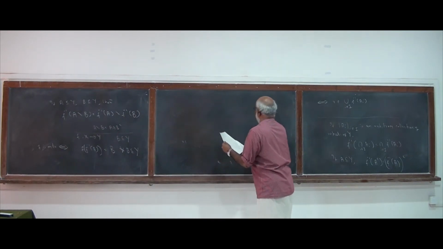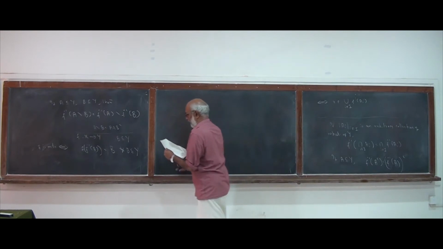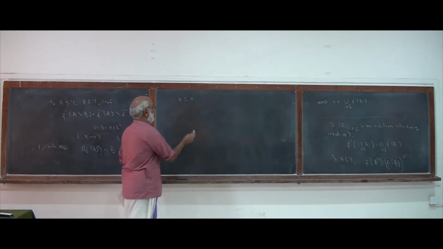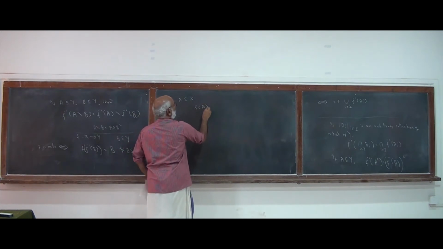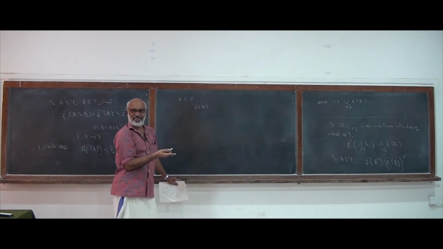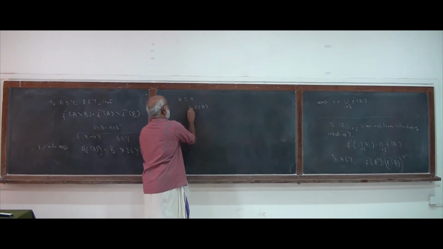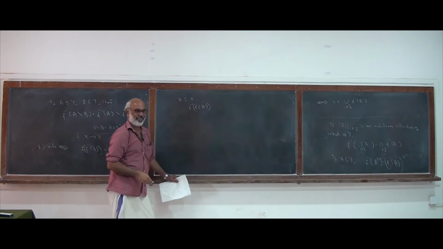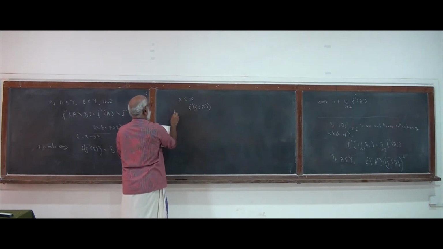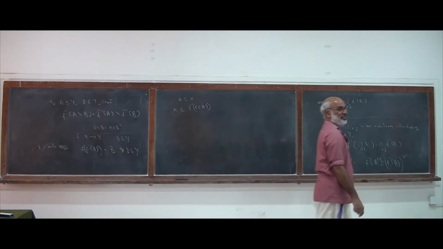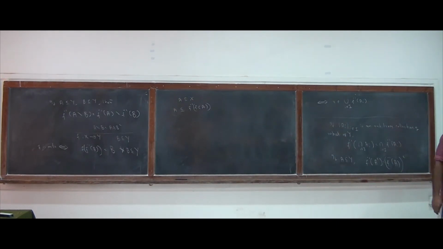Now, instead of starting with a subset B of Y, we can as well start with a subset A of X. Then f of A will be a subset of Y. A is a subset of X, therefore f of A will be a subset of Y. Now, for that subset we can take the preimage. That is, you can take f inverse of f of A. You can see that A will always be a subset of this set. But these two sets need not be equal.